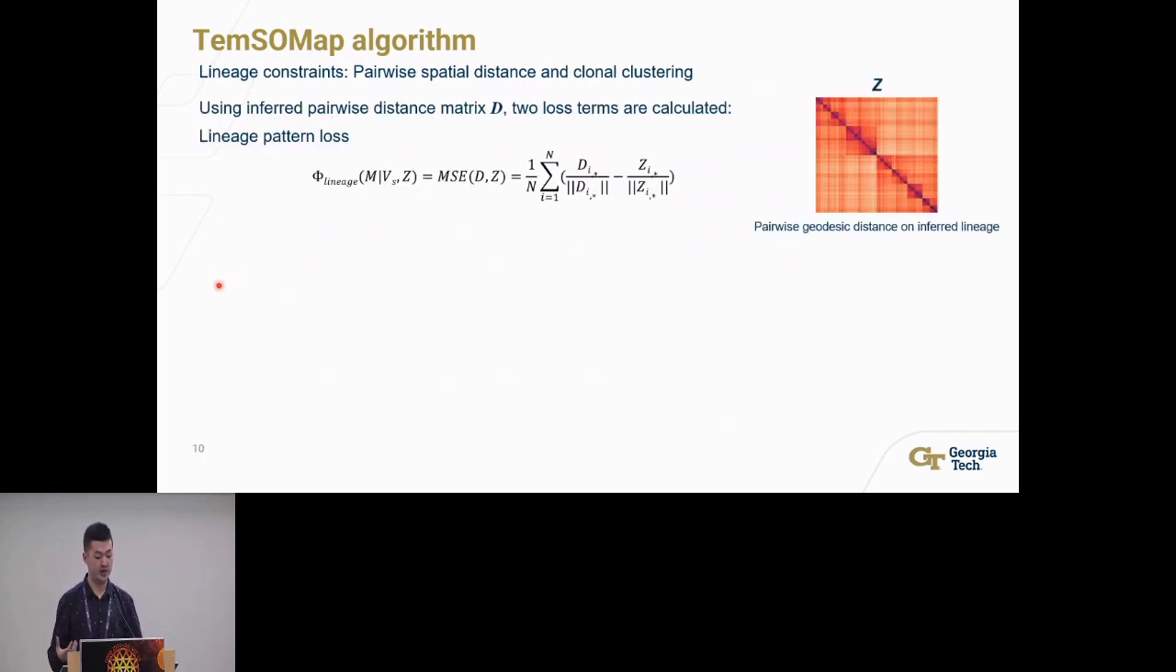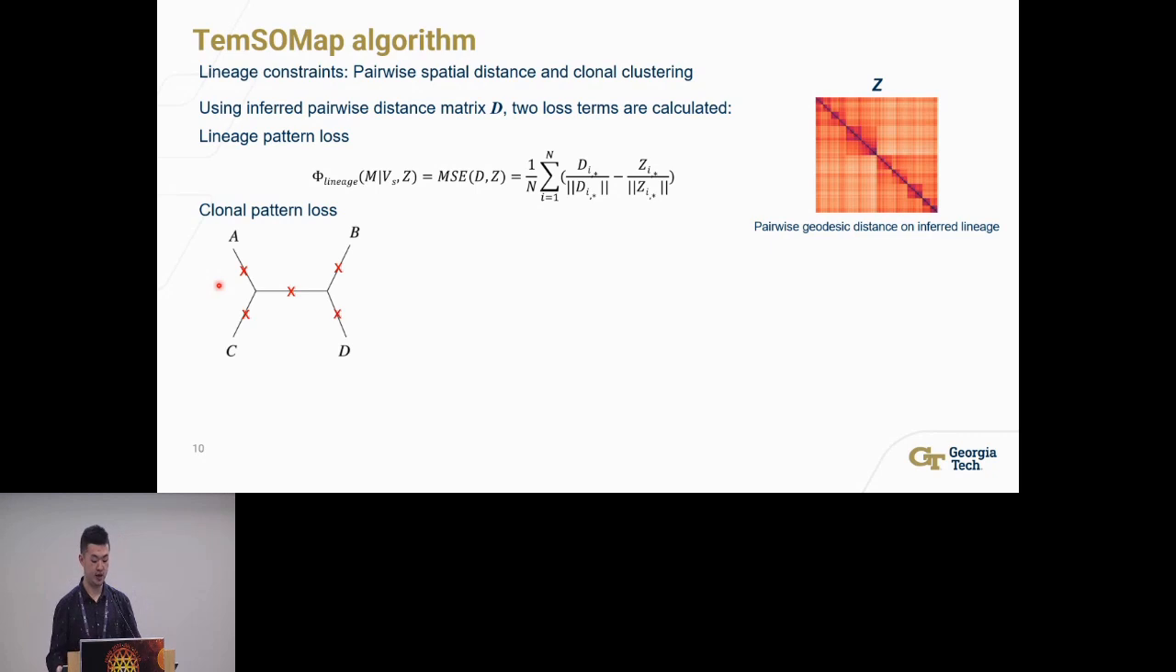And the pairwise distance matrix D is then compared with the inferred lineage distance on the lineage tree. So we normalize the two distance matrices, and we use a MIC loss to calculate the dissimilarity between those two. Additionally, as I mentioned before, the lineage tree not only encodes the distances between the leaf nodes, it also has more global patterns by representing the cells in a clonal pattern.